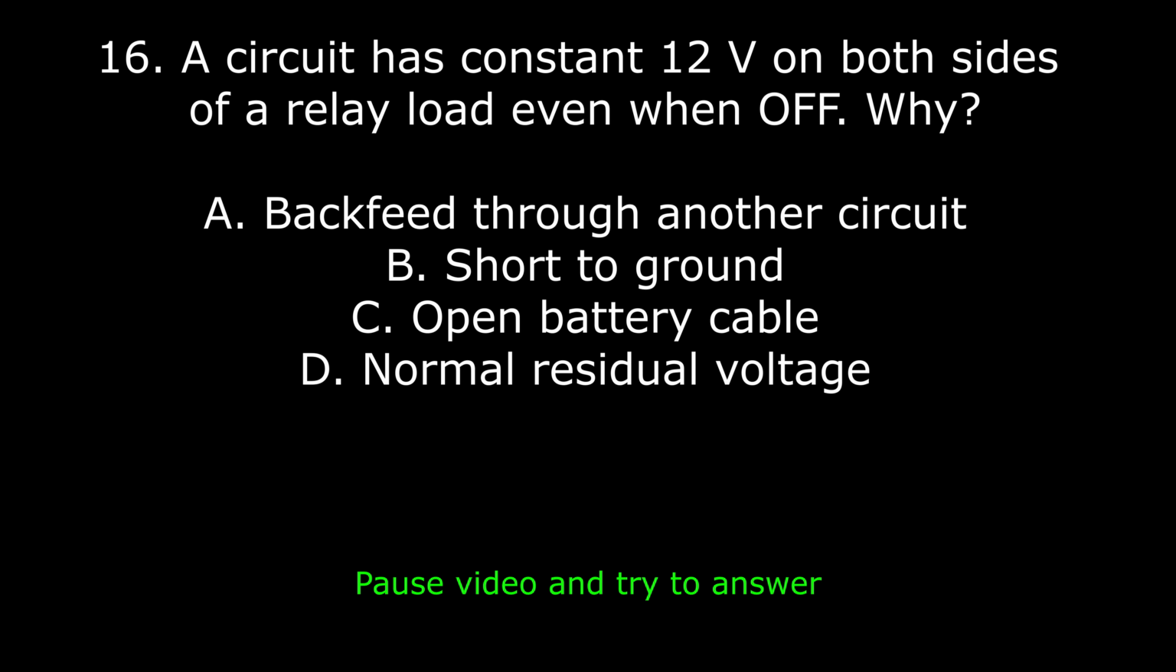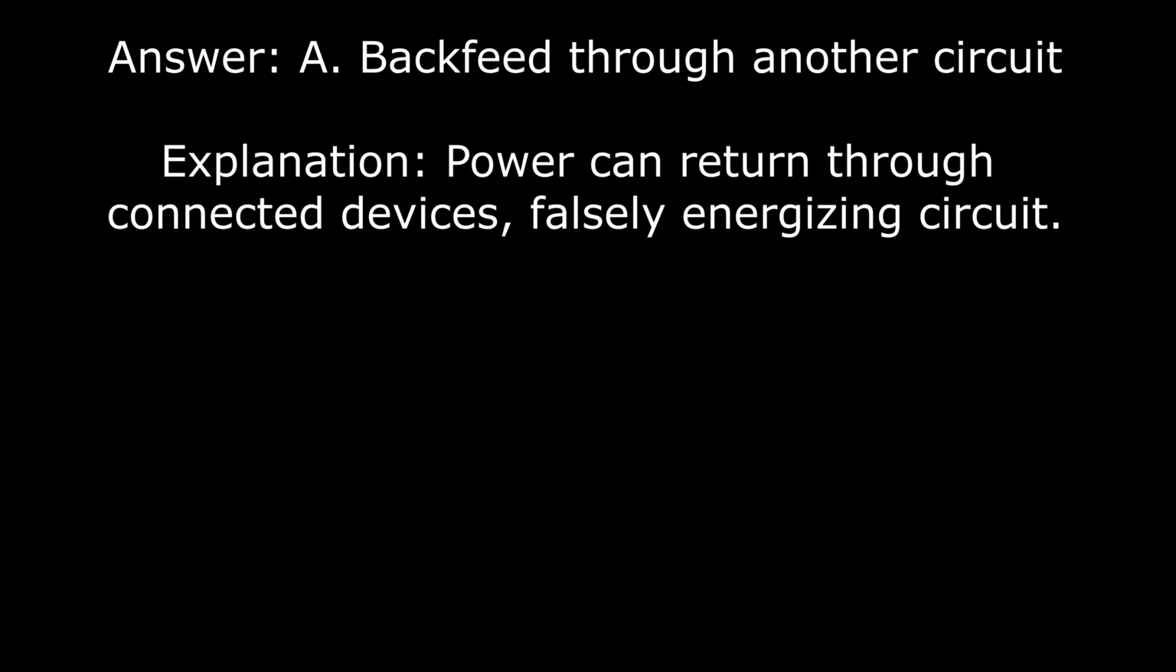A circuit has constant 12 volts on both sides of a relay load even when off. Why? A. Backfeed through another circuit. B. Short to ground. C. Open battery cable. D. Normal residual voltage. Answer: A. Backfeed through another circuit. Explanation: power can return through connected devices, falsely energizing circuit.